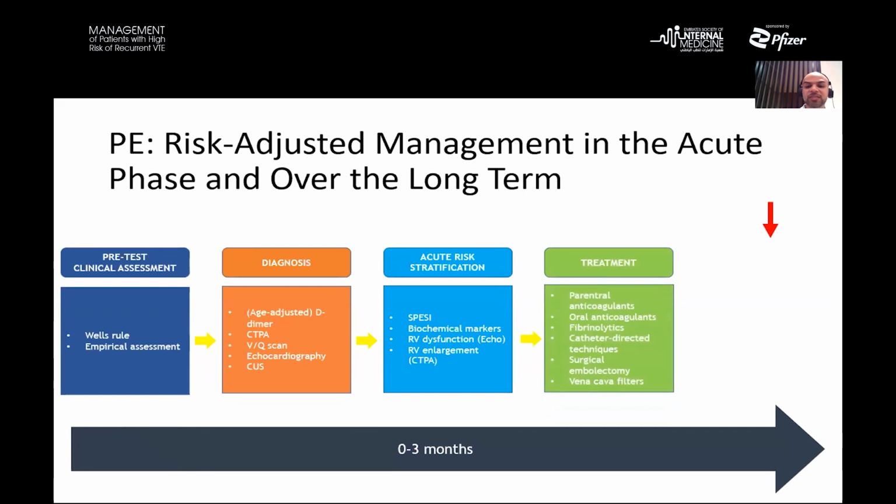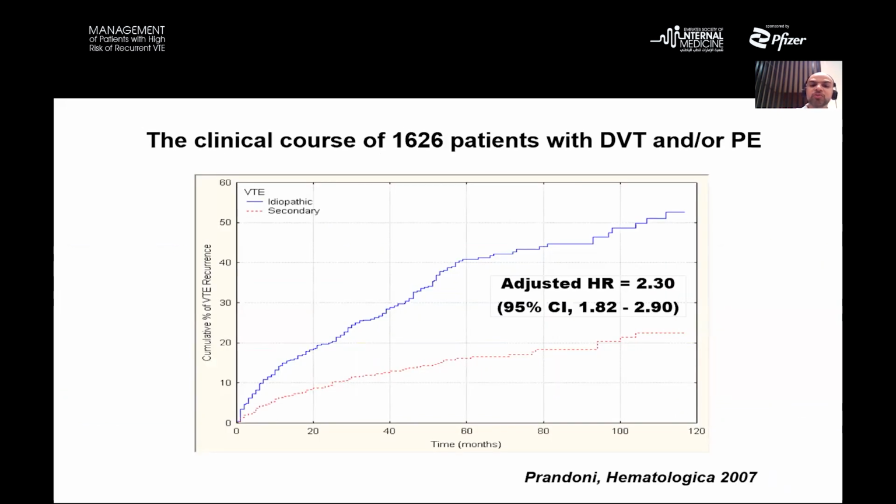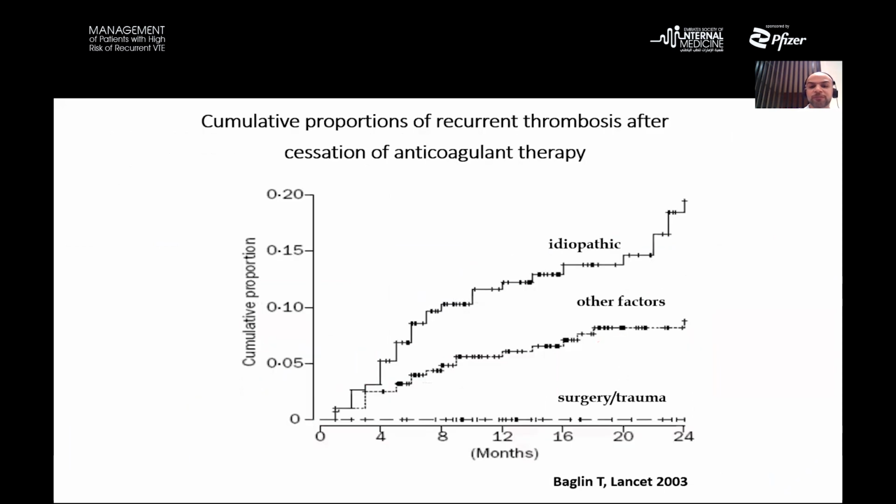But after the 3 months, you have to assess the patient in the clinic for predicting VTE recurrence and the chance of bleeding risk if you extend the anticoagulation in the case of possible VTE recurrence. As you know, patients with unprovoked PE or DVT have a higher chance of recurrence over the coming months compared to PE or DVT provoked by trauma or surgery. And you can see that idiopathic or unprovoked VTE has a higher chance of recurrence after stopping the anticoagulant therapy compared to the thrombophilic status, and compared to surgery or trauma-induced VTE.